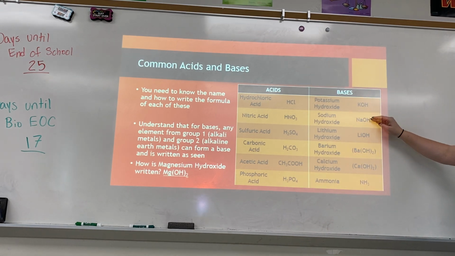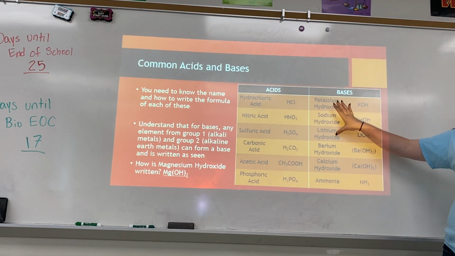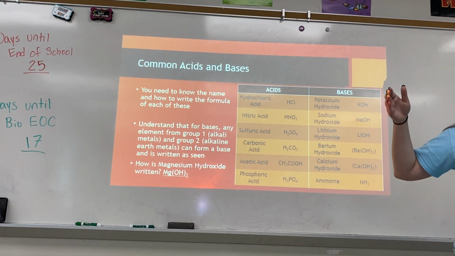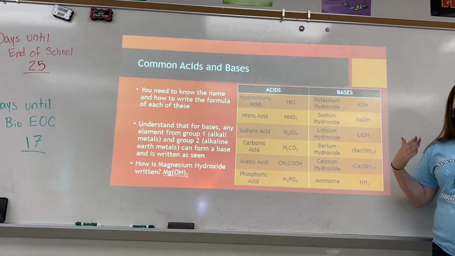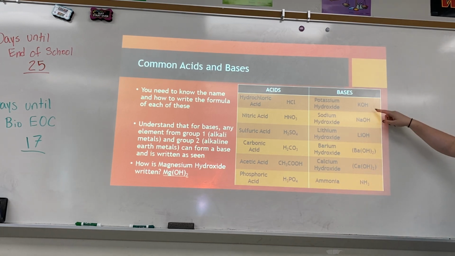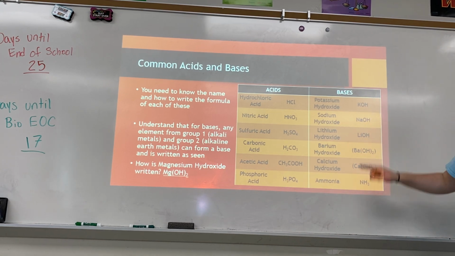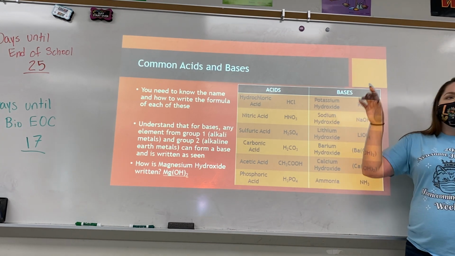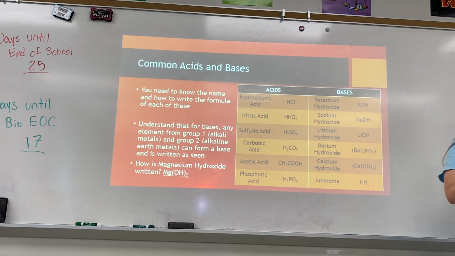Potassium hydroxide, sodium hydroxide, lithium hydroxide. These are all bonds between a column 1 metal and a hydroxide ion. Your column 1 metals all have an oxidation number of +1, and your hydroxide ion has an oxidation number of -1. So remember, when we write formulas, we take our oxidation numbers, we crisscross and bring them down.